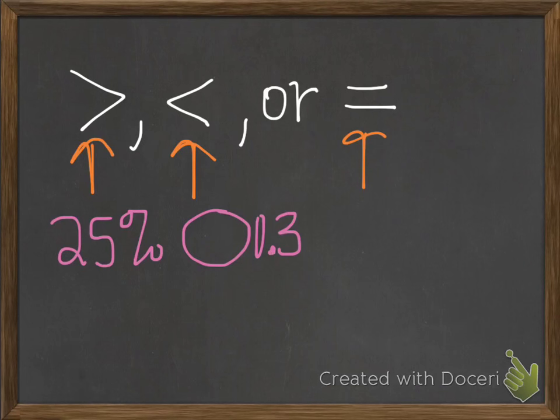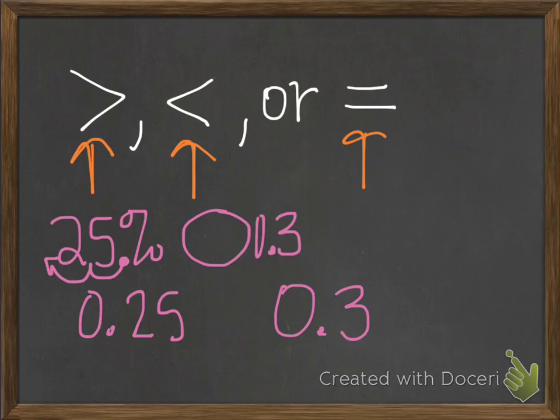What you need to do for these is change them all to decimals. If you've forgotten that, look back at it. Changing 25% to a decimal, I move left 2 times. So I get 0.25. This is already a decimal of 0.3. 0.3 is actually greater than 0.25. So 0.25 is less than 0.3. You've got a couple of those to do on your classwork and homework.